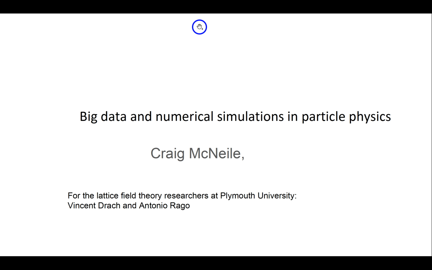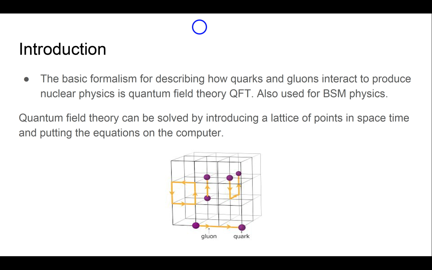Okay, so I'm going to tell you a little bit about big data sets and numerical simulations of particle physics. The underlying basic force in describing how quarks and gluons interact to produce nuclear physics is quantum field theory. Something you might want to ask is how do you compute the mass of the proton from the properties of the quarks and the gluons? To do this, you probably need to use quantum field theory.